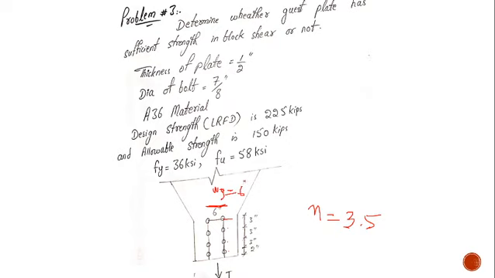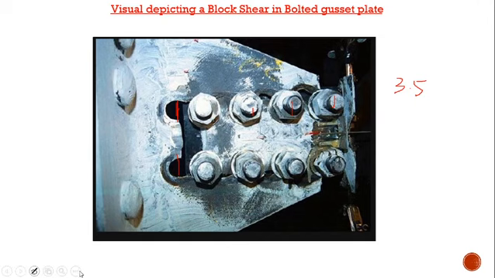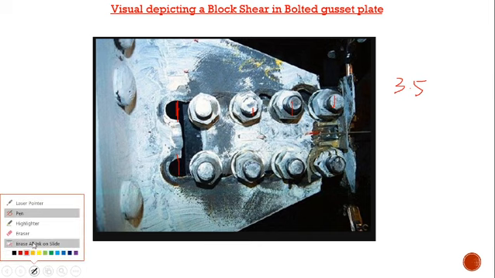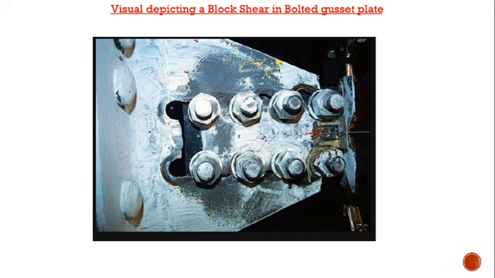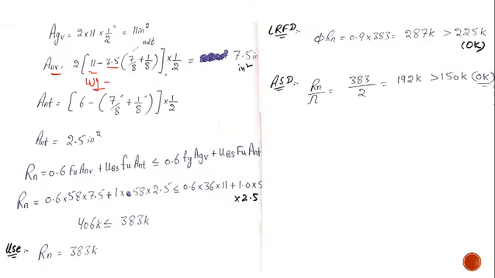Again, a very important point: the number of holes. The number of holes involved in this failure, that is net area failure, are half and half, which gives us 1. Going back, here half of the bolt is there and here half of the bolt is there. Half plus half gives us 1. I have used 1 here. This is T. I've got net area in tension as 2.5 square inches.